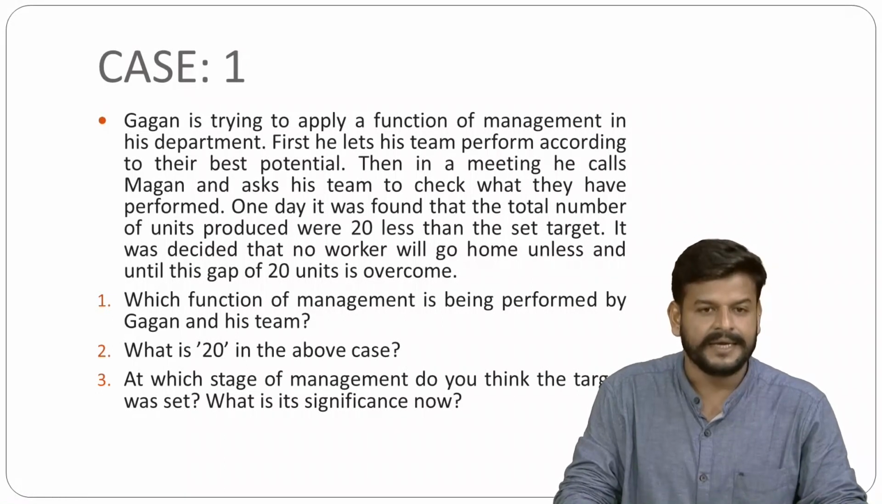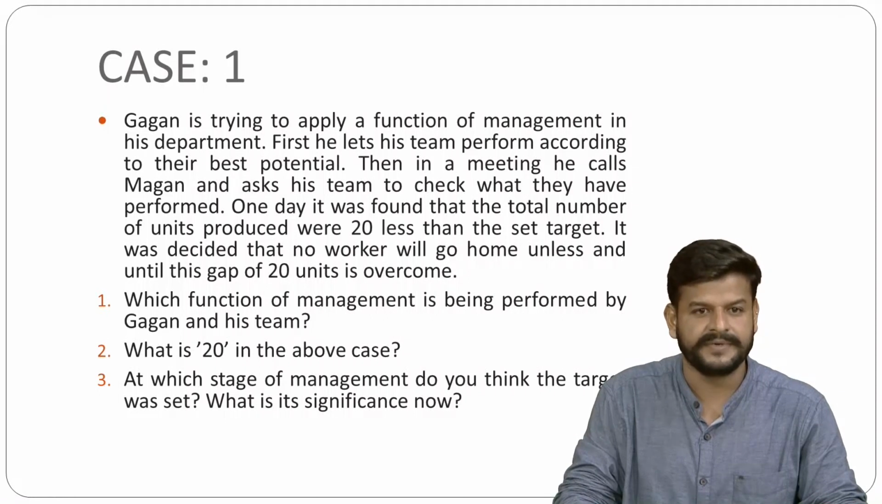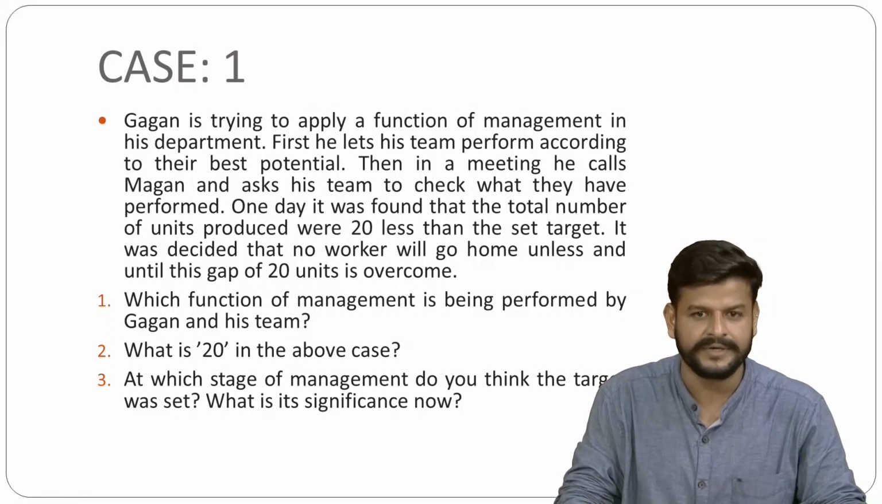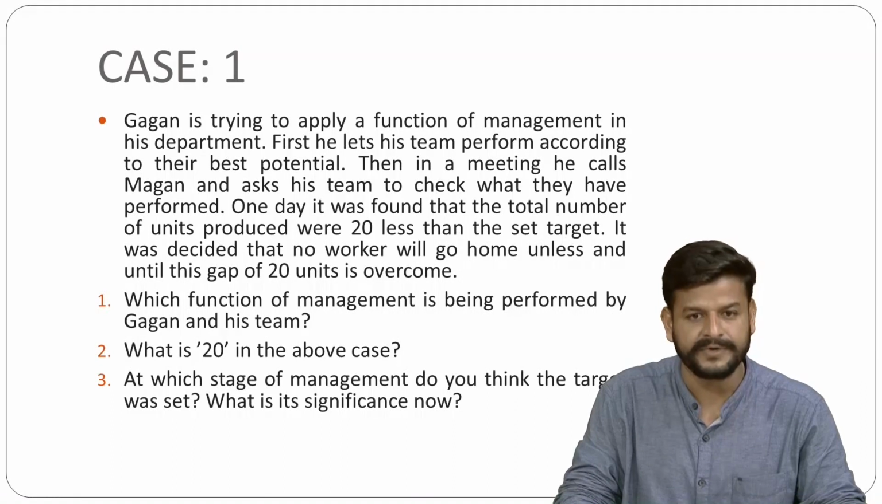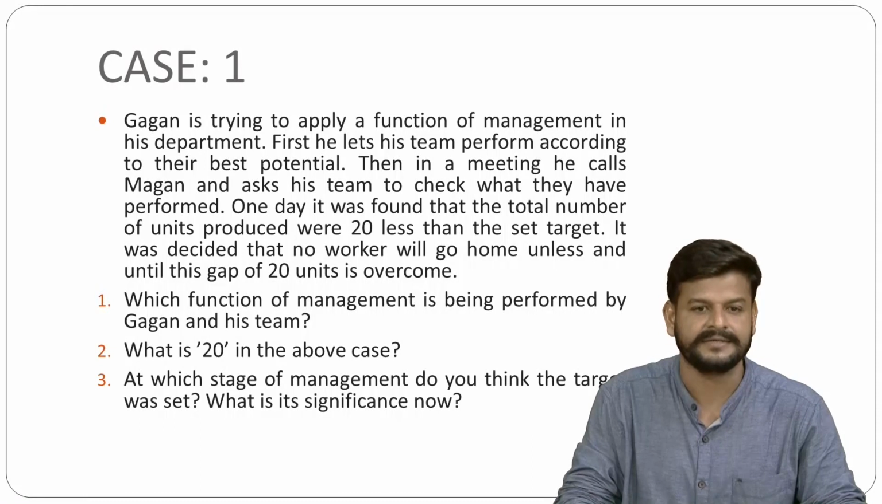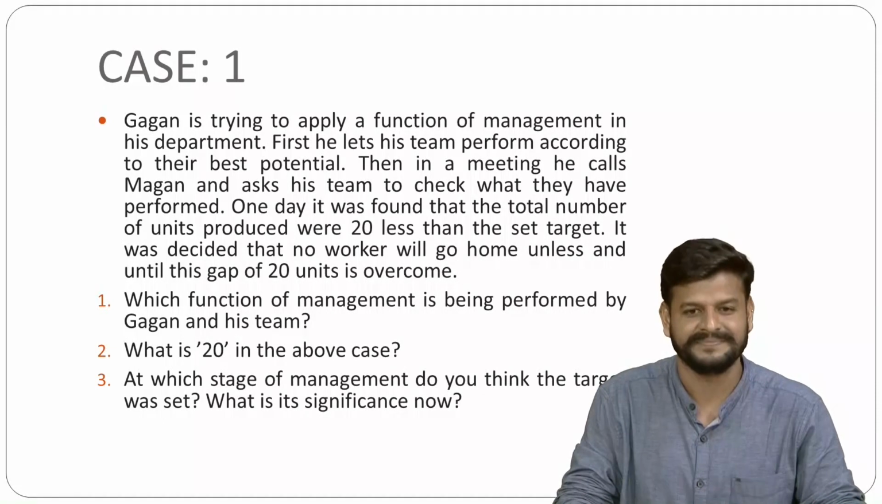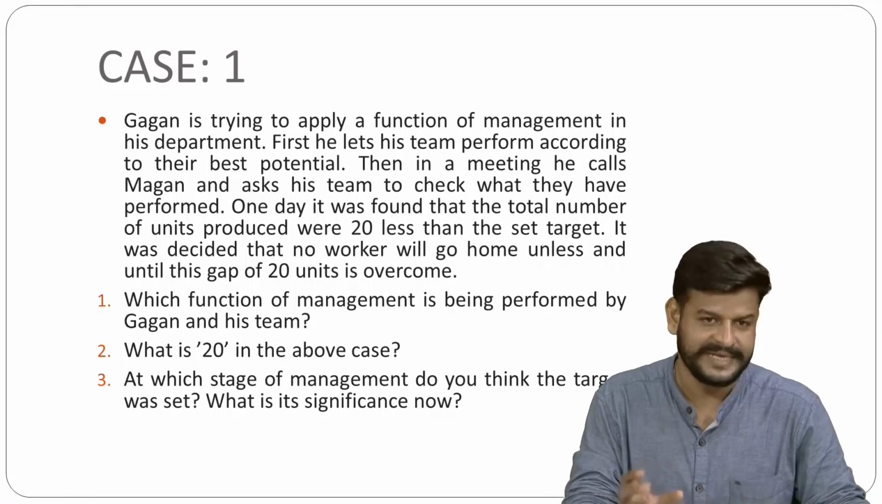What is the case? Gagan is trying to apply the functions of management in his department. First, he lets his team perform according to their best potential. As usual, everyone wishes the same as Gagan. Then in a meeting, he calls Magan and asks his team to check what they have performed. One day, it was found that the total number of units produced was 20 less than the set target. It was decided that no worker will go home unless and until the gap of 20 units is overcome. So this is a normal, basic case.